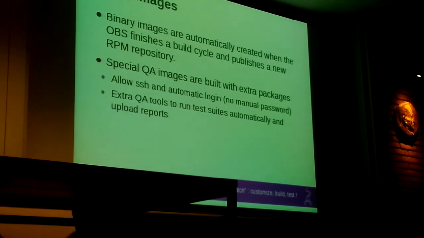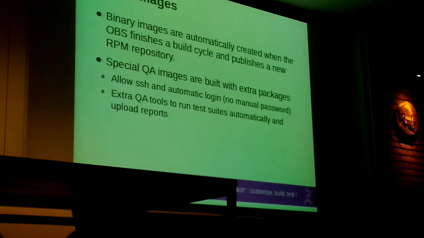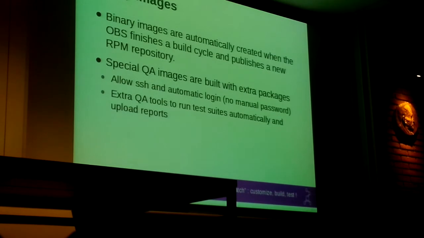Each time the cycle finishes, a new snapshot is published. The snapshot is the whole set of RPMs put aside. From the RPMs, we automatically assemble images, raw images, in fact. And we also build special QA images for automation. In detail, we have to log in automatically, so we don't have to enter a password, and we have to put in some extra tools to automate tests.